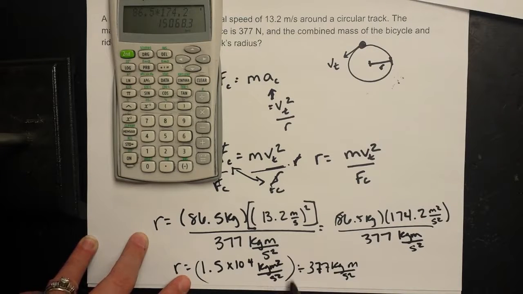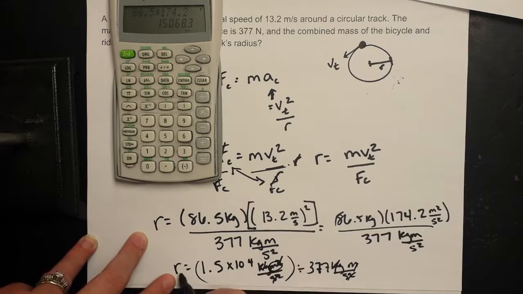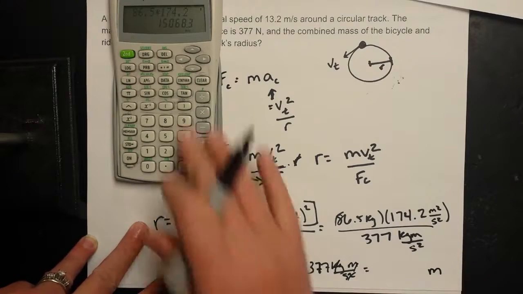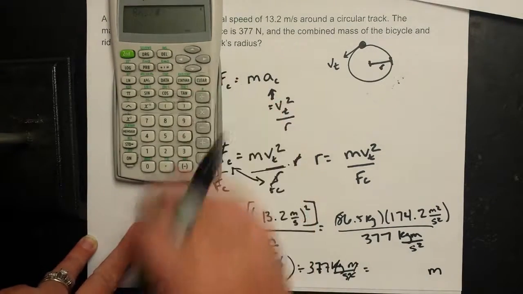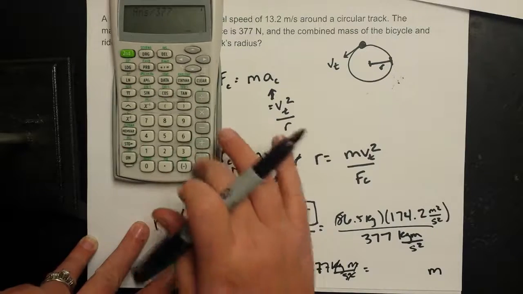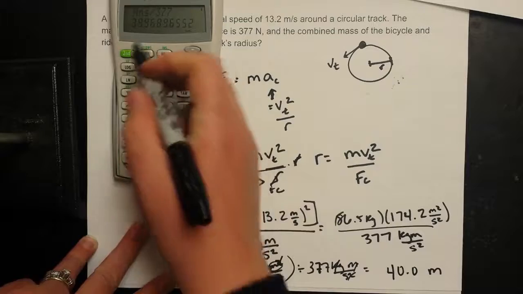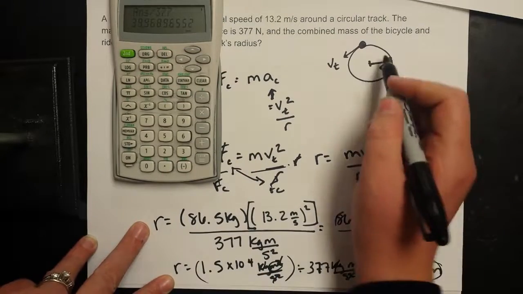If I'm dividing these, I see that my kilograms will cancel, my seconds squared will cancel, and one of my meters will cancel, leaving me with just meters, which is the correct unit for a radius. Okay, I'm going to do this value here divided by 377, and I get 40. So 40 meters should be the radius of this track.